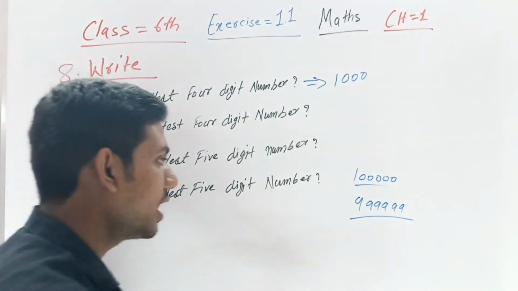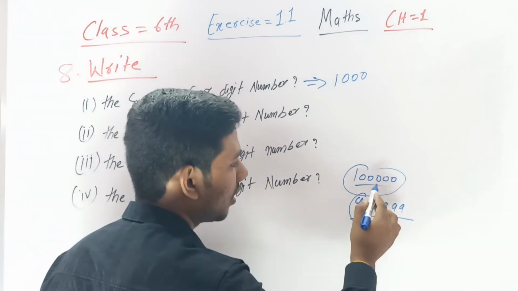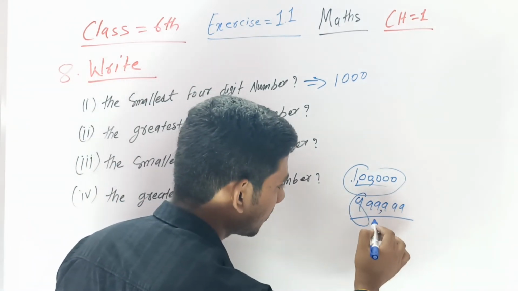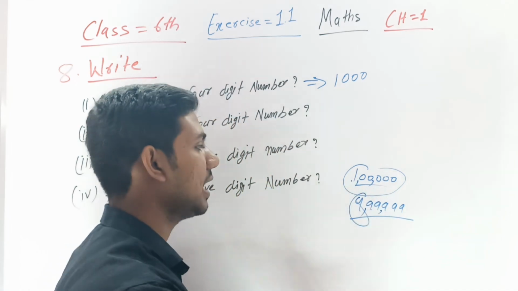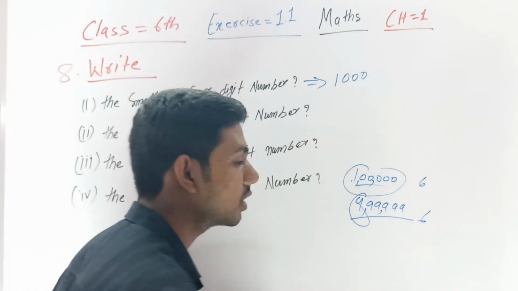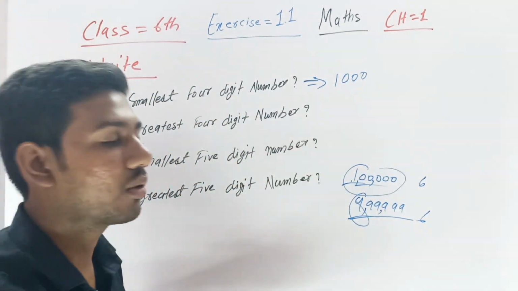If you say 9 is smaller and 10 is greater, don't go there. Count. This is 1 lakh and this is 9 lakh. So there is a lot of difference between them. It's also 6 digits and it's also 6 digits, but the difference is what? It's 1 lakh, and it's 9 lakh. This is the difference.